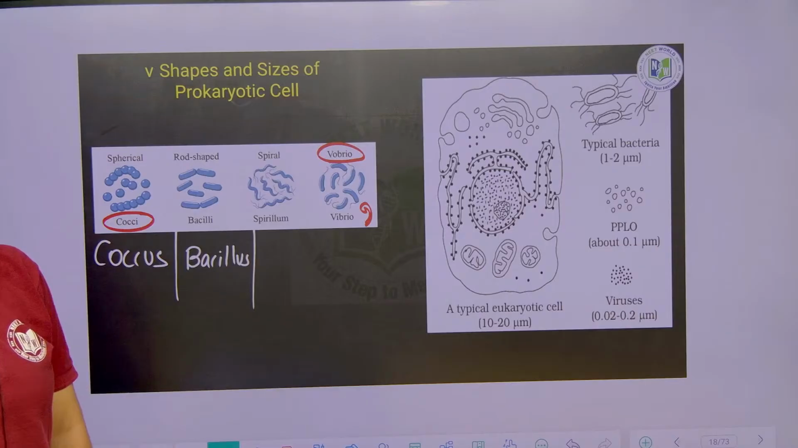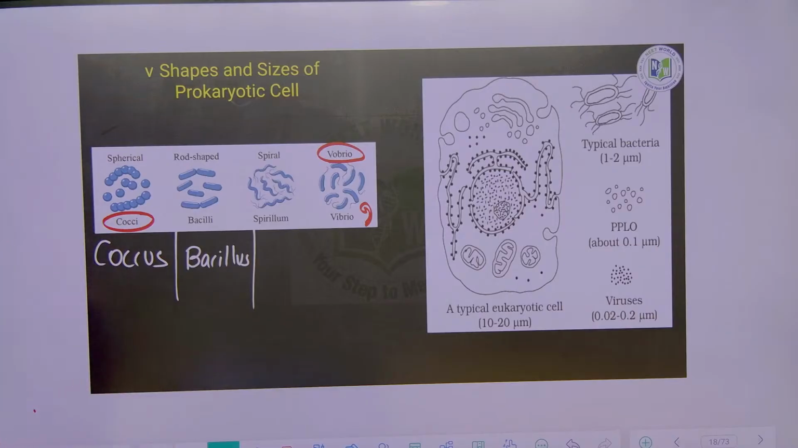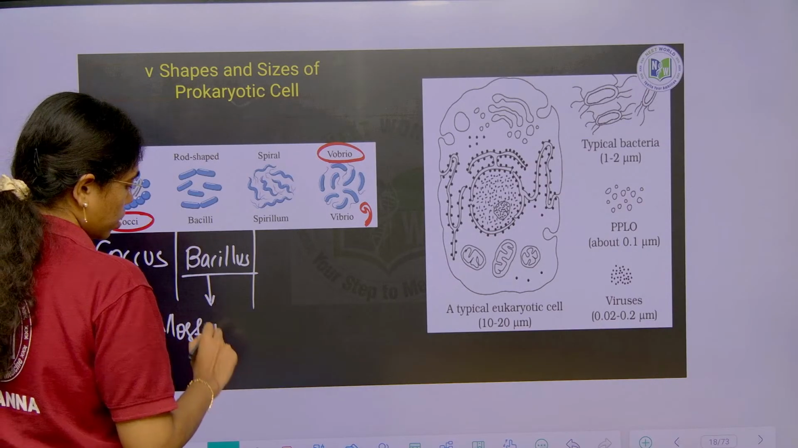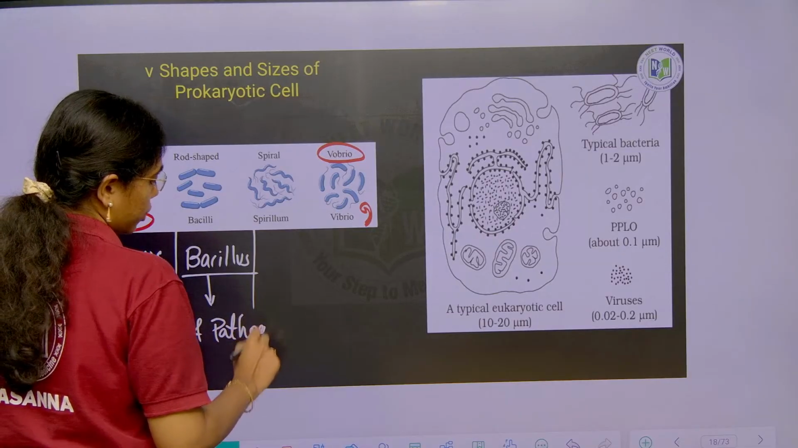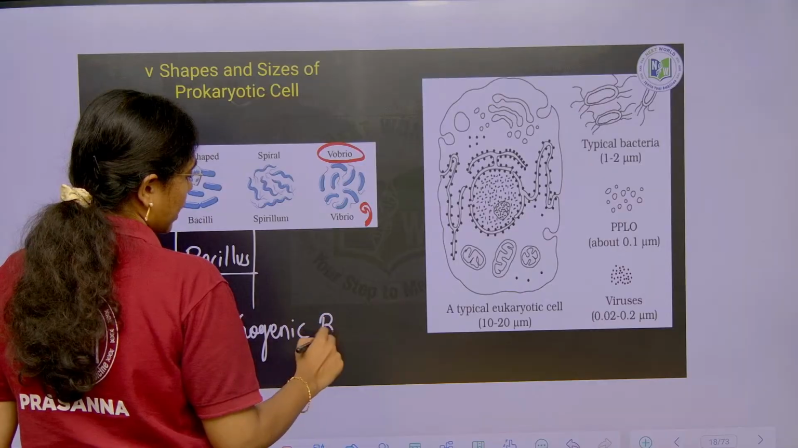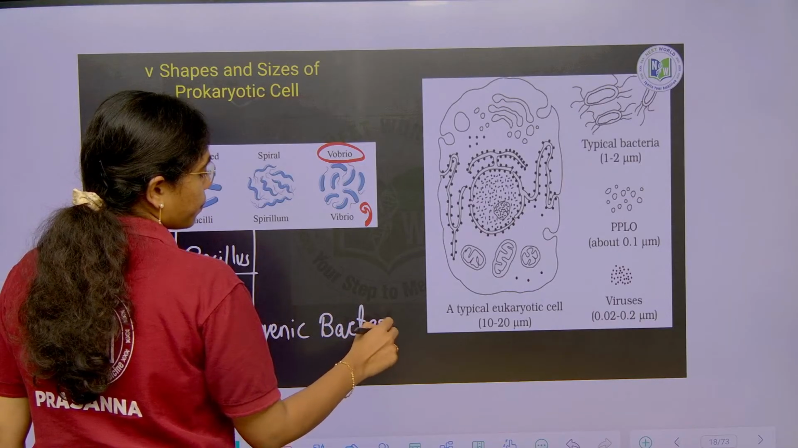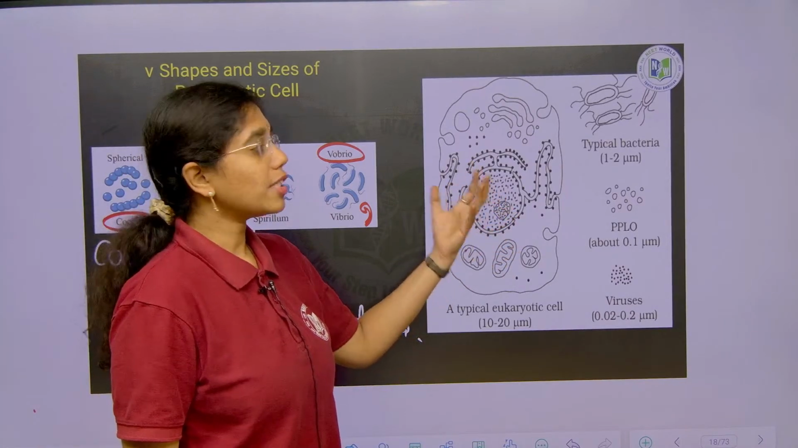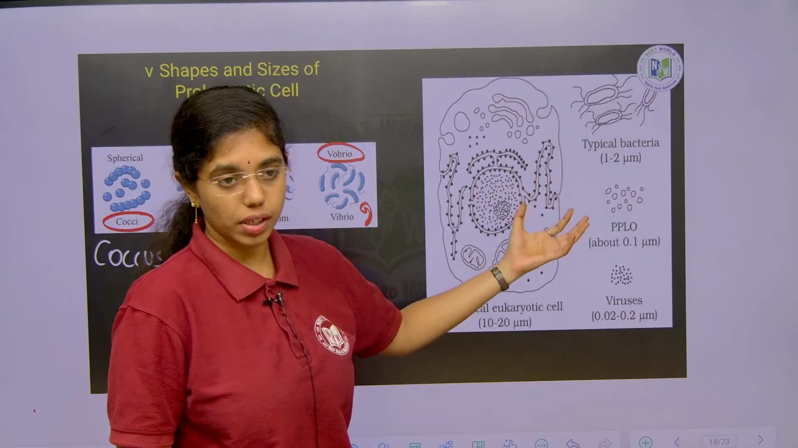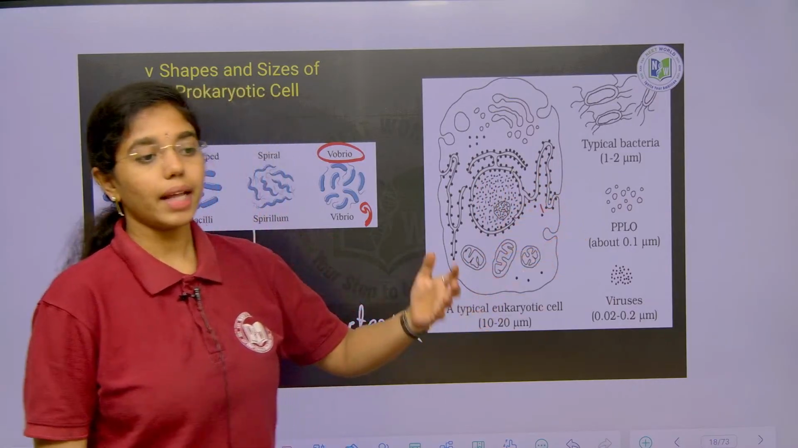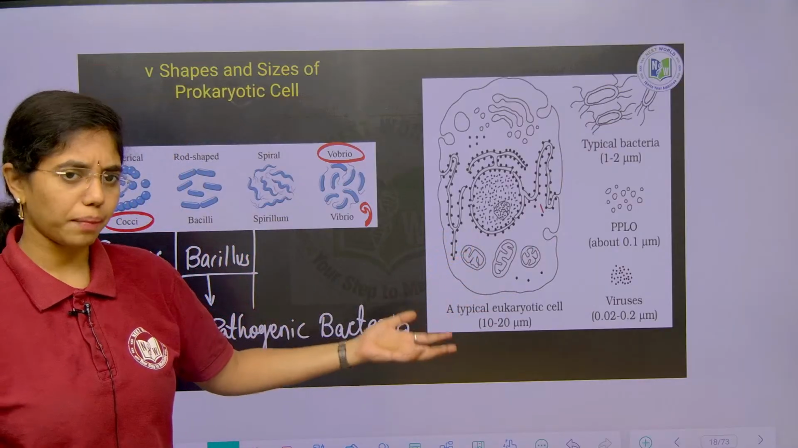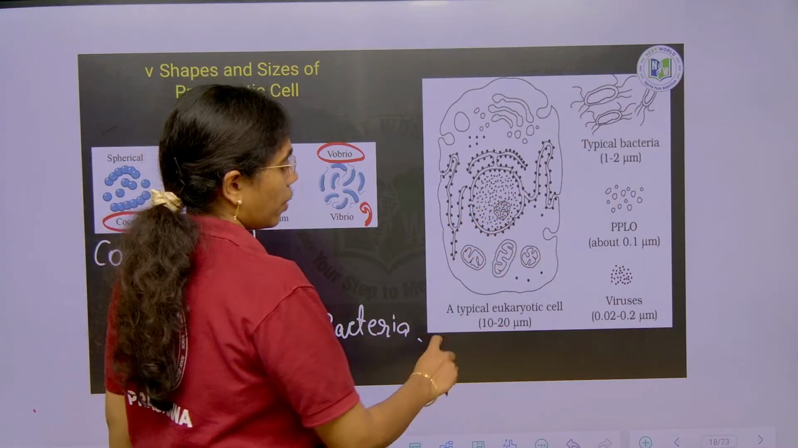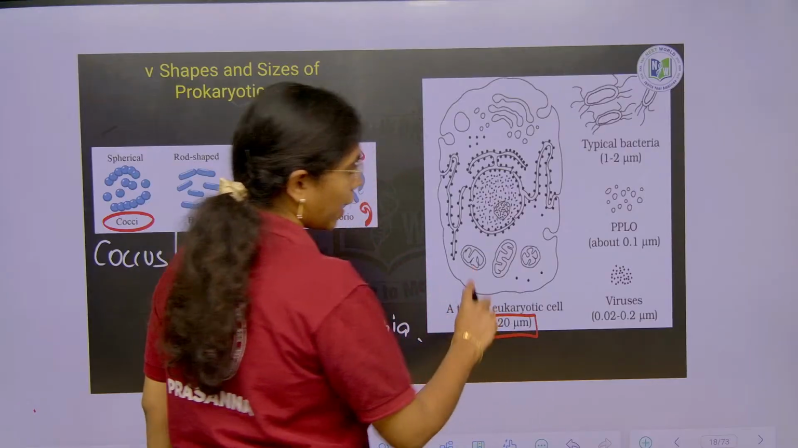Amongst these, which is the most pathogenic bacteria? Bacillus. The most pathogenic bacteria are bacilli in shape. Now coming to different sizes, sizes of different cells, not just bacteria. From this you may get diagram based questions or statement based, match the following, you can get any of these forms. Eukaryotic cell will be around 10 to 20 micrometers in diameter.